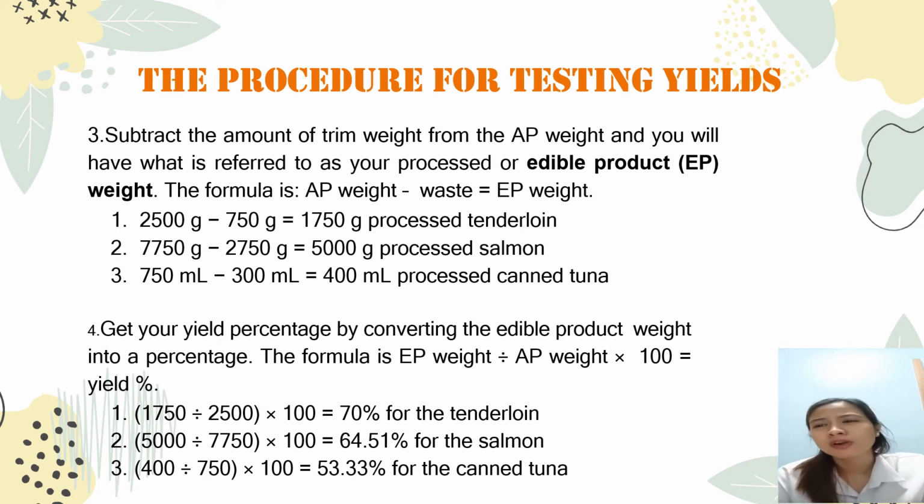So, number 4, get your yield percentage by converting the edible product weight into a percentage. The formula is EP weight divided by AP weight times 100 equals yield percent. So, sa pagkuha naman ng yield percentage, we need to divide the edible product weight by the AP weight. For example, number 1.